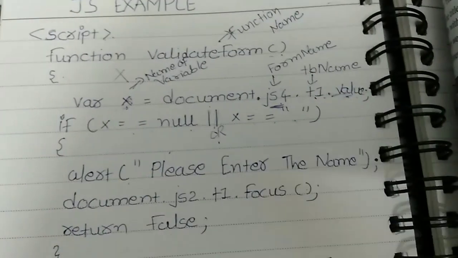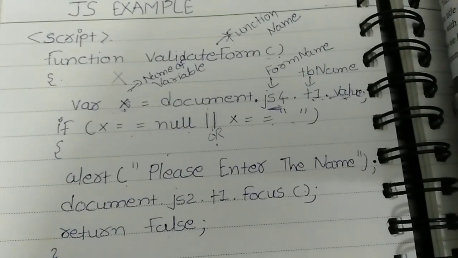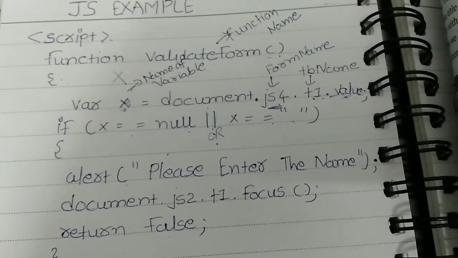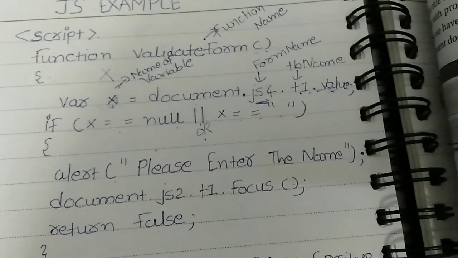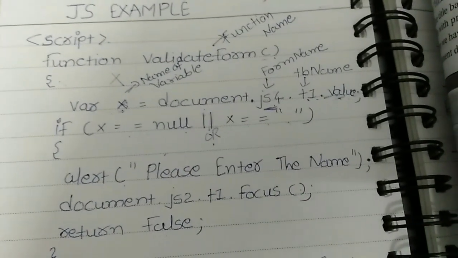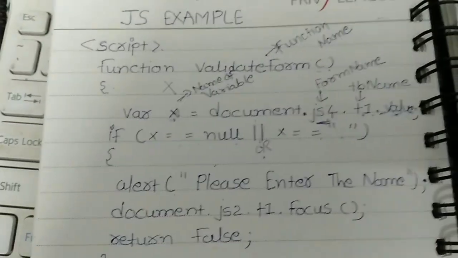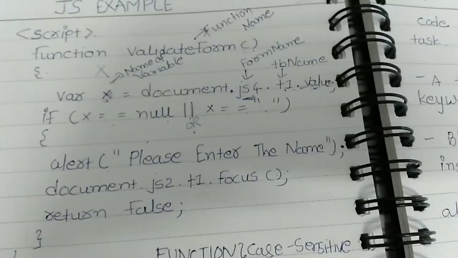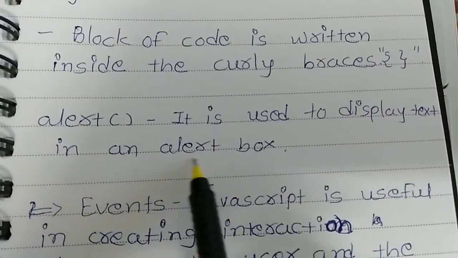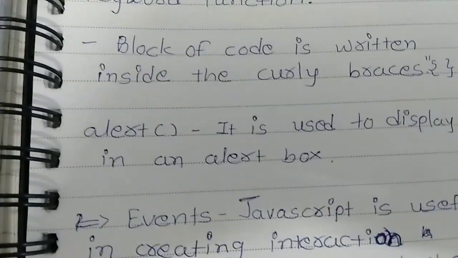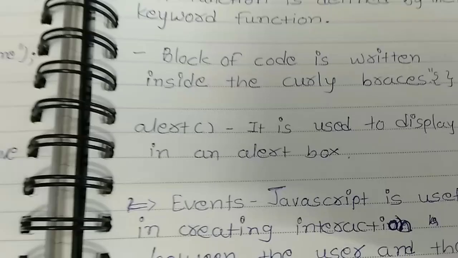If the user forgot to write his or her name, then we have to alert our user that you have to compulsorily write your name inside a text box, because this field is mandatory. So the alert function is used. Alert is used to display text. It is used to display text in an alert box. It is used to alert a user that you have to write your name.